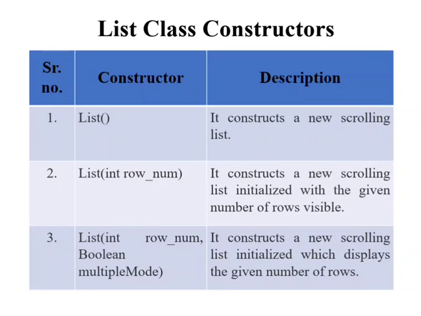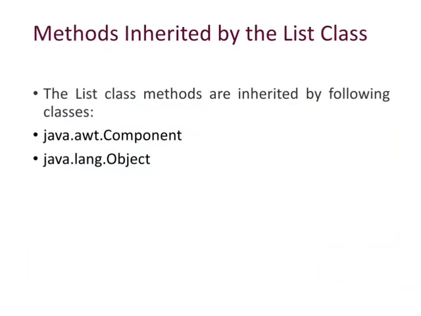Then the List class constructors. First, List() constructs a new scrolling list. Next, List(int row_num) constructs a new scrolling list initialized with a given number of visible rows. Next, List(int rows_num, boolean multiple_mode) constructs a new scrolling list initialized which displays the given number of rows. Then the methods inherited by the List class. The List class methods are inherited by the following classes, that is java.awt.Component, java.lang.Object.